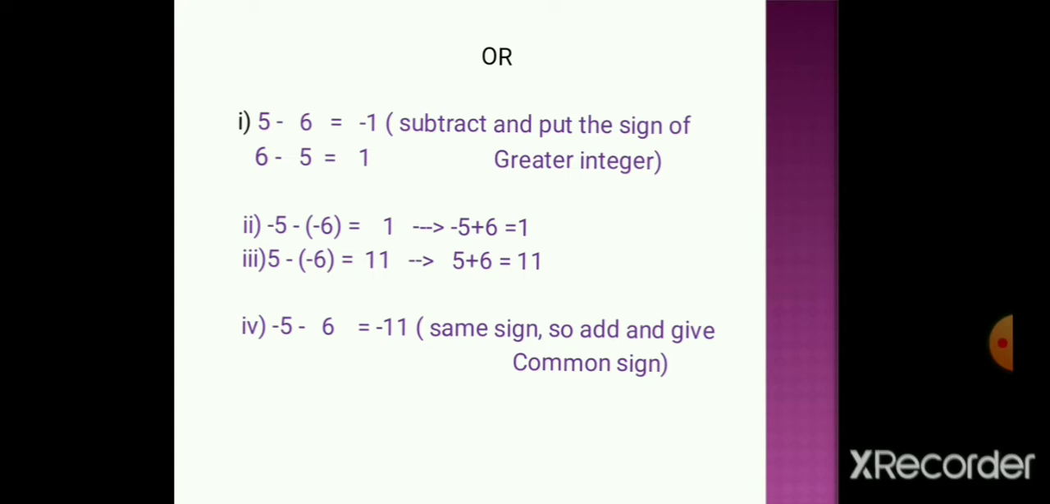Here what you have to do, you have to minus 5 minus 6, so same sign, so add it and give the common sign. So that is minus 5 plus 6 is 11, its sign is negative, so the answer is minus 11. Okay, the first one is a correct way, but you can use this method also.